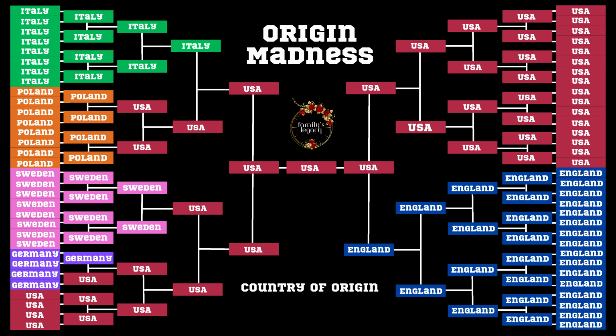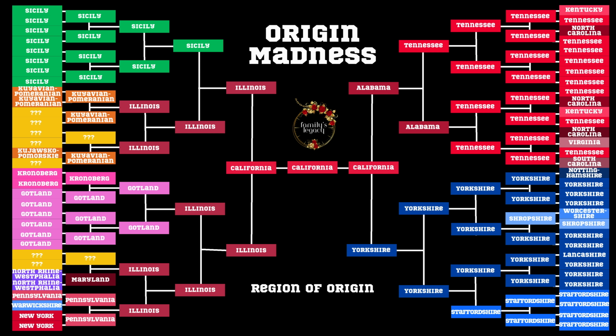Here we have my country of origin bracket, which you saw a peek of earlier. And then from that, I went ahead and narrowed it down even further to region of origin. I used region as an umbrella term to cover these more specific designations that you're seeing here within the countries, because many countries have different geographical hierarchies. So we have states in the United States, counties down here in England, states in Germany, provinces in Sweden, a voivodeship over in Poland, and of course, Sicily is a region of Italy. So you get the picture. That's just for my chart here in particular.